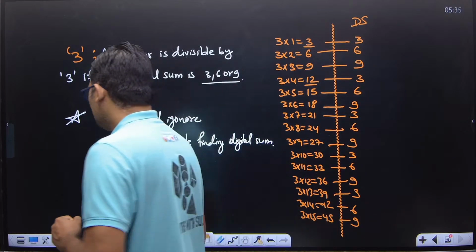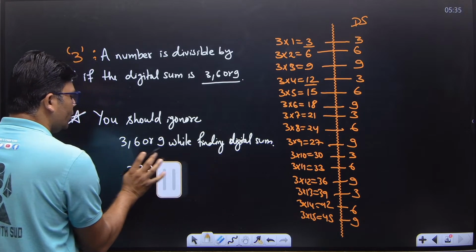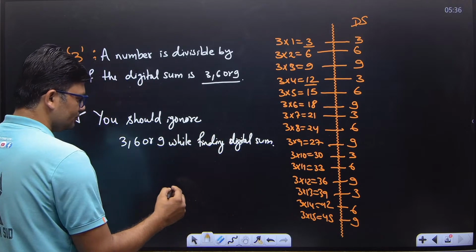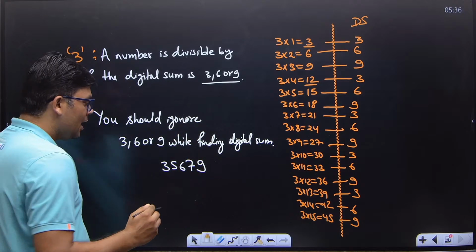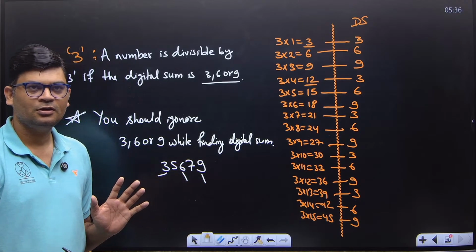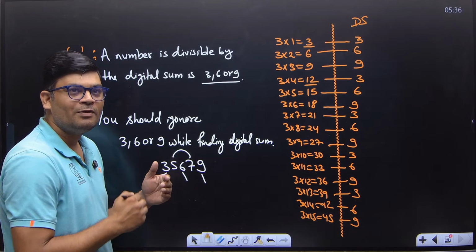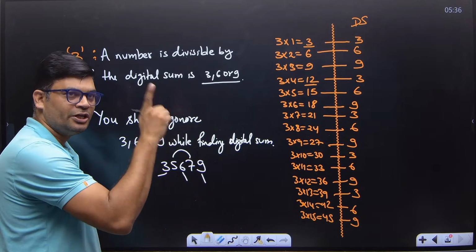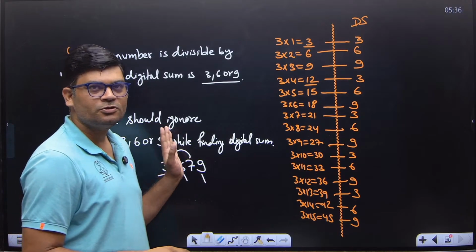Why am I saying this? Suppose I have been given a big number. I want you to give me a number. Tell me. A 5-digit number, 6-digit number. 3, 5, 6, 7, 9. Now I can ignore this 3, 6 and 9 because they are already divisible by 3. So I will add just 7 and 5. 7 plus 5 is how much? 12. 12 means 1 plus 2 is 3. So that means the digital sum is 3. So this number is divisible by 3. Are you getting it? I hope you understood this part.